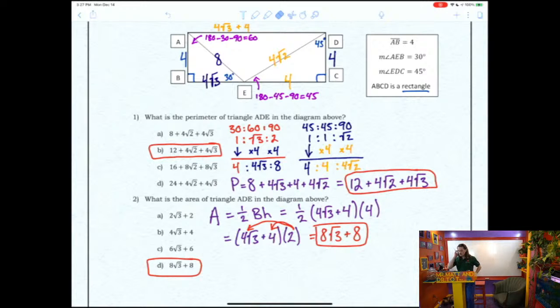Number 2, they want the area. So now we figured out, we solved for all the components of this diagram. So now we just need to apply the area formula for a triangle, which is 1/2 base times height. Remember that the height has a specific definition. It's from the apex to the base at a perpendicular, with the altitude at a right angle. So that altitude has to be perpendicular to the base of the triangle.